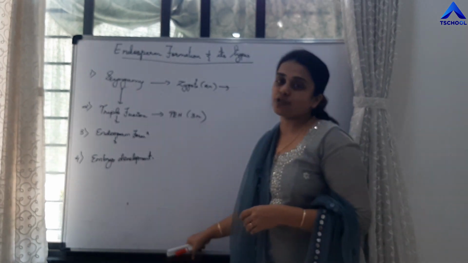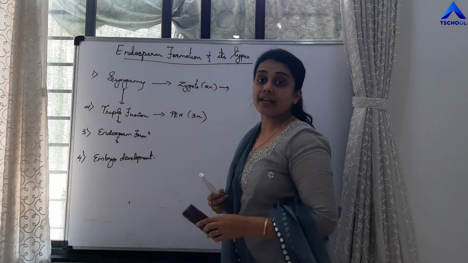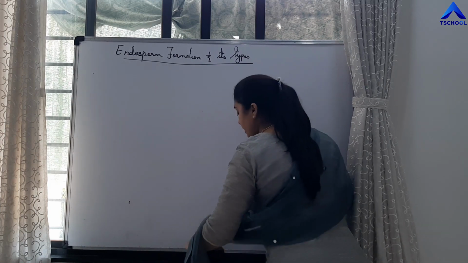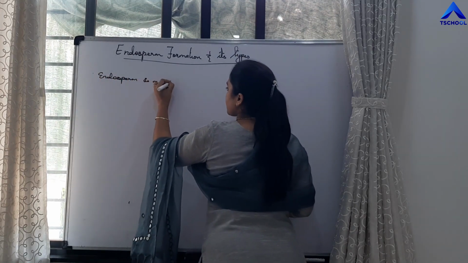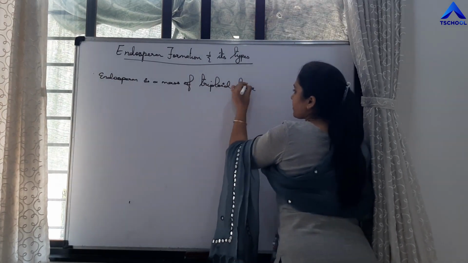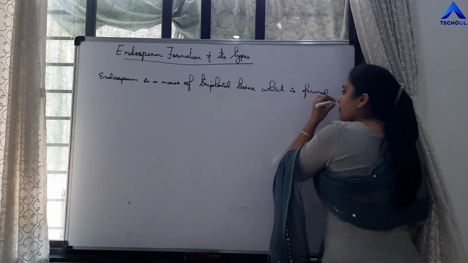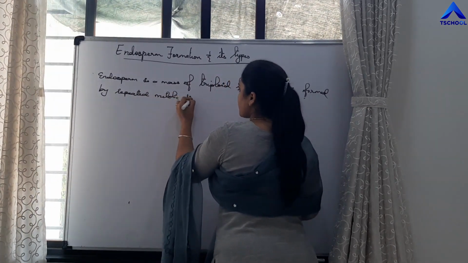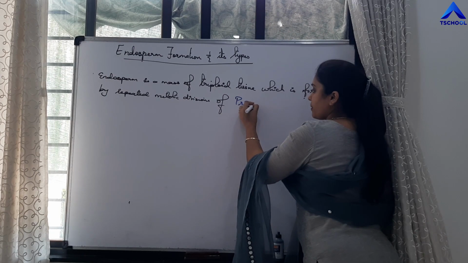So we have seen these two events, students. The next event is formation of endosperm. When we study formation of endosperm, what is endosperm and from where is it formed? Endosperm is a mass of triploid tissue, which is formed by repeated mitotic divisions of the primary endosperm cell.